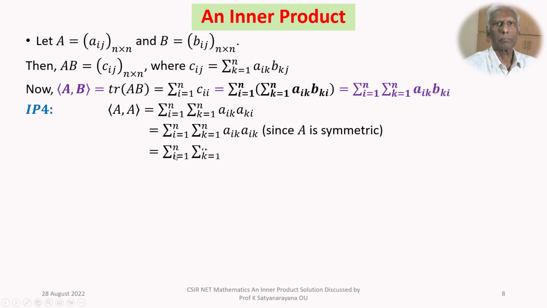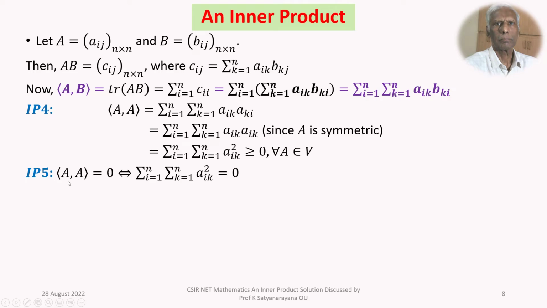So that will be double summation i equal to 1 to n, k equal to 1 to n, Aik square. This is a sum of squares of real numbers. It will be non-negative, greater than or equal to 0 for all A belonging to V. Thus, the fourth property is satisfied.